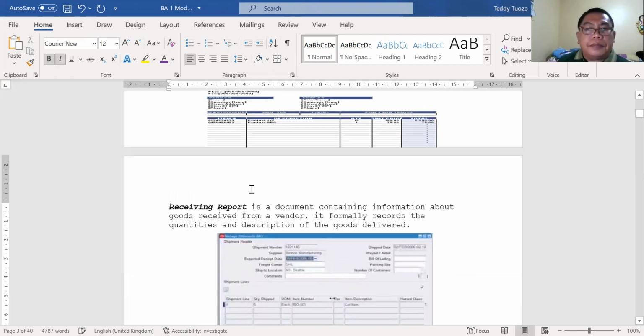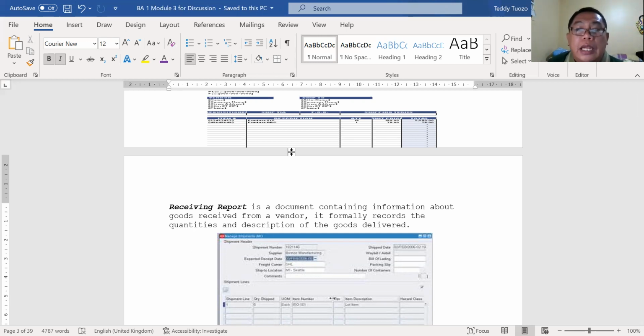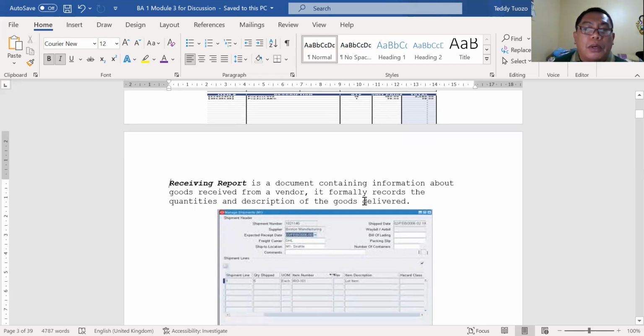And then, for example, after the purchase order was issued and then the supplier delivers and you receive the order, then you will issue a receiving report. No? So it is a document containing information about goods received from a vendor. It formally records the quantities and description of the goods delivered.